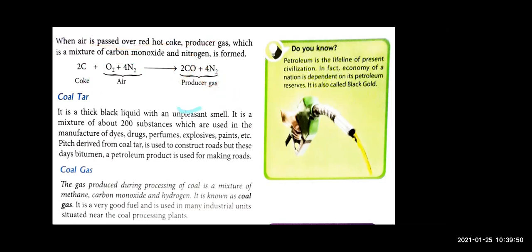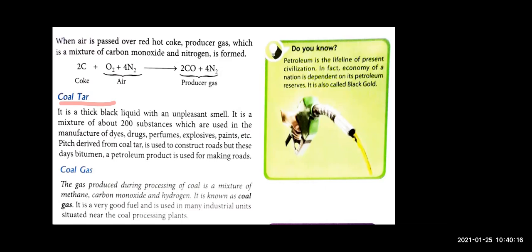Right, children? Now let's talk about the next substance which is formed from the destructive distillation of coal. First was coke, the second is coal tar. So what is coal tar? So children, tar means it is a liquid, right? Very viscous, very dense, gada gada liquid, right? It is very thick, right? So what is coal tar?